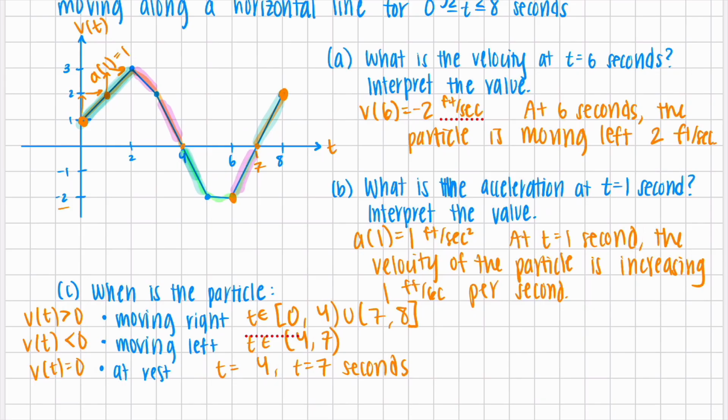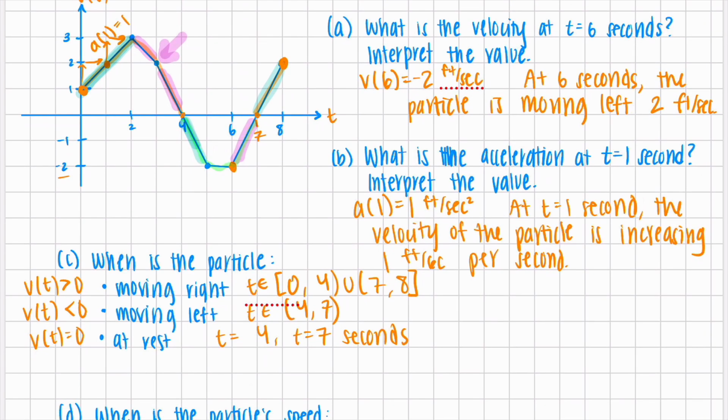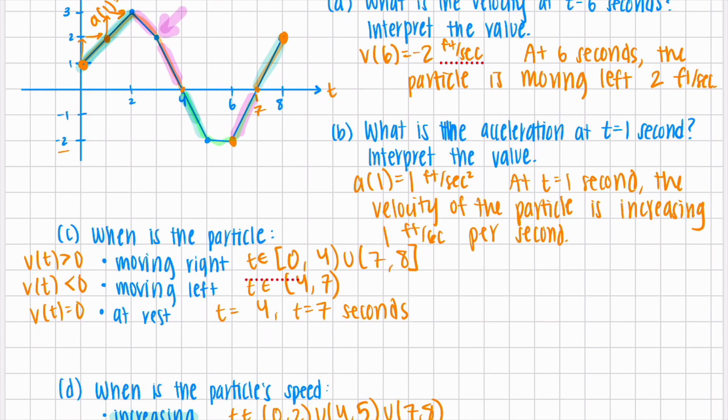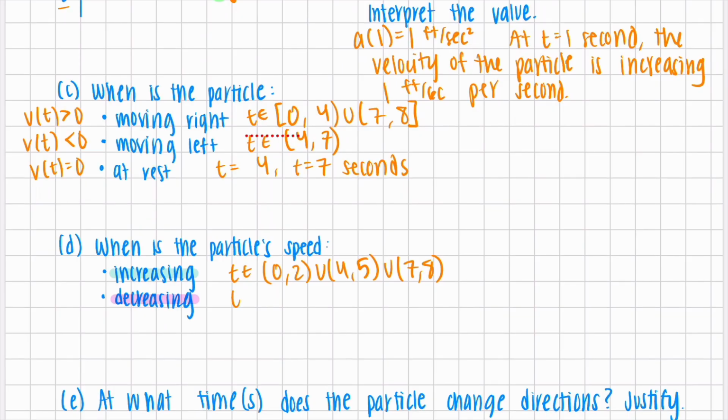Between 6 and 7, my velocity is negative because I'm below the t-axis, but my acceleration is positive because the slope is positive. Notice that at t equals 3, my derivative doesn't exist because my slope from the left doesn't equal my slope from the right. So I'm not going to include 3 in my answer. So I'm going to say 2 to 3, 3 to 4, and 6 to 7.